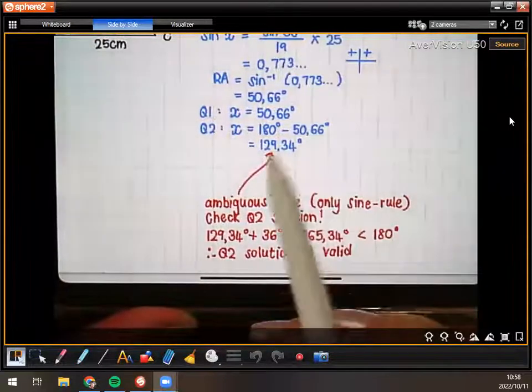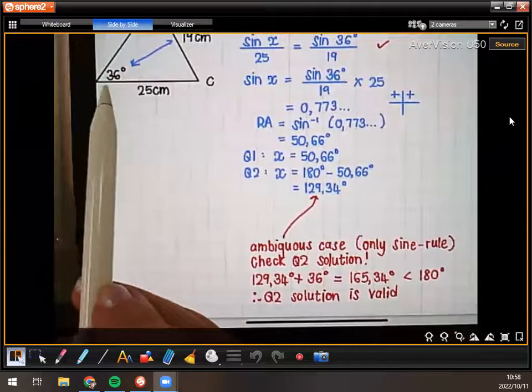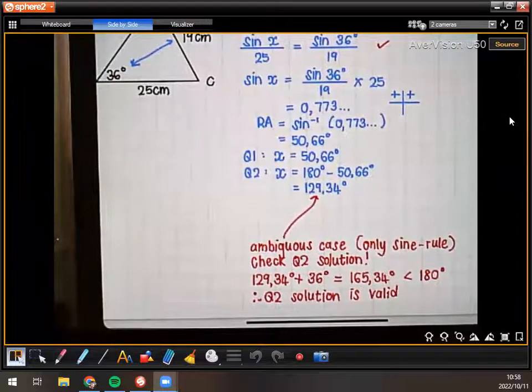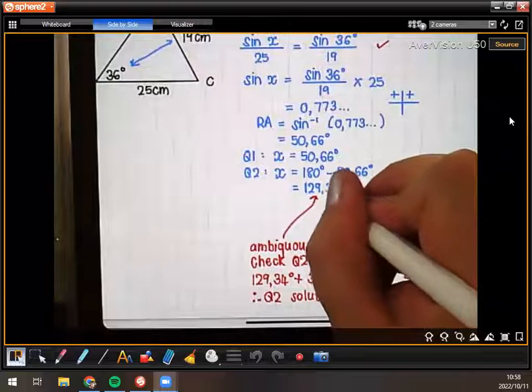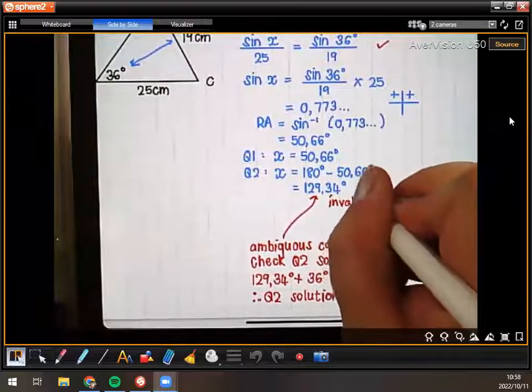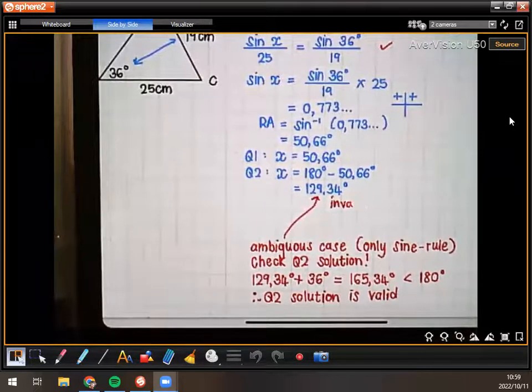If you are adding your quadrant 2 angle, and say the other angle was like 70 degrees, right? Then you would get 190 and something. Then you would have to write underneath this, invalid. Don't write it now because this one is valid. You would just say invalid. Okay, but I'll find an example like that so that we can.